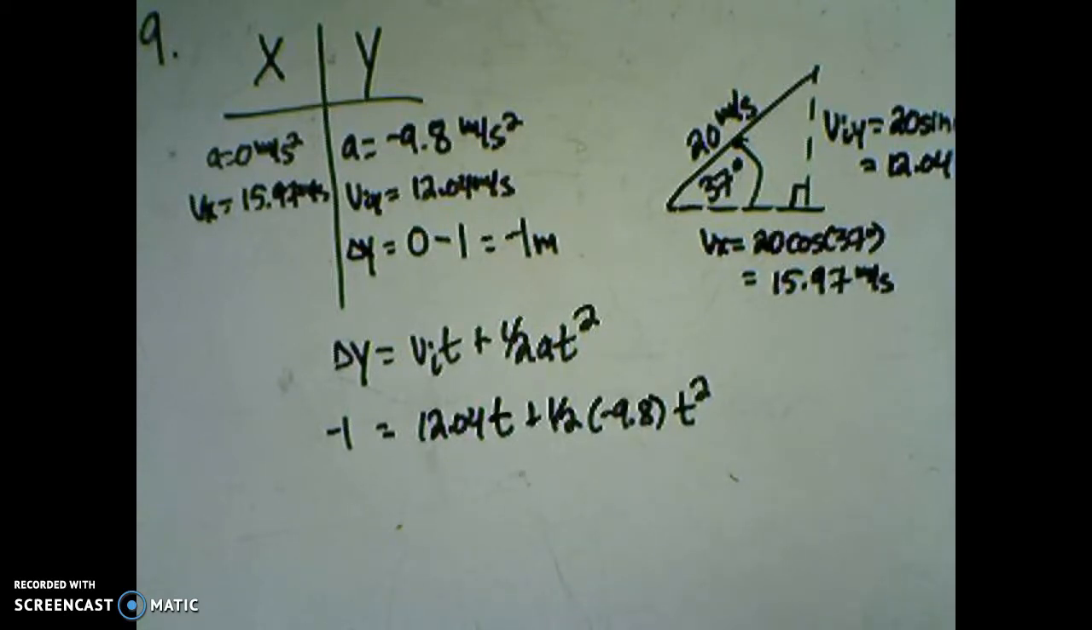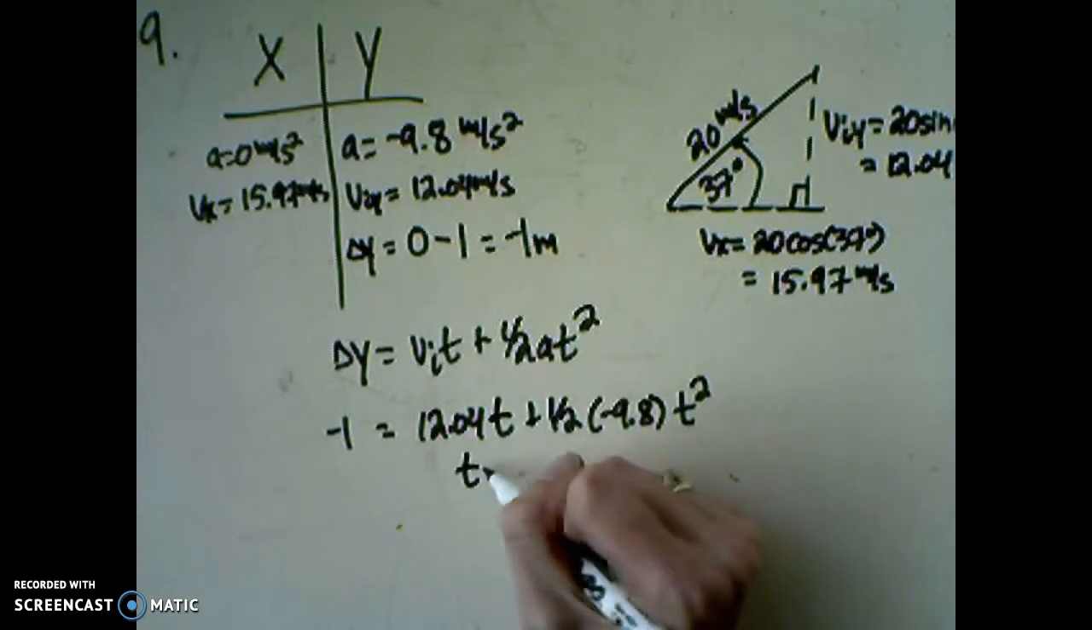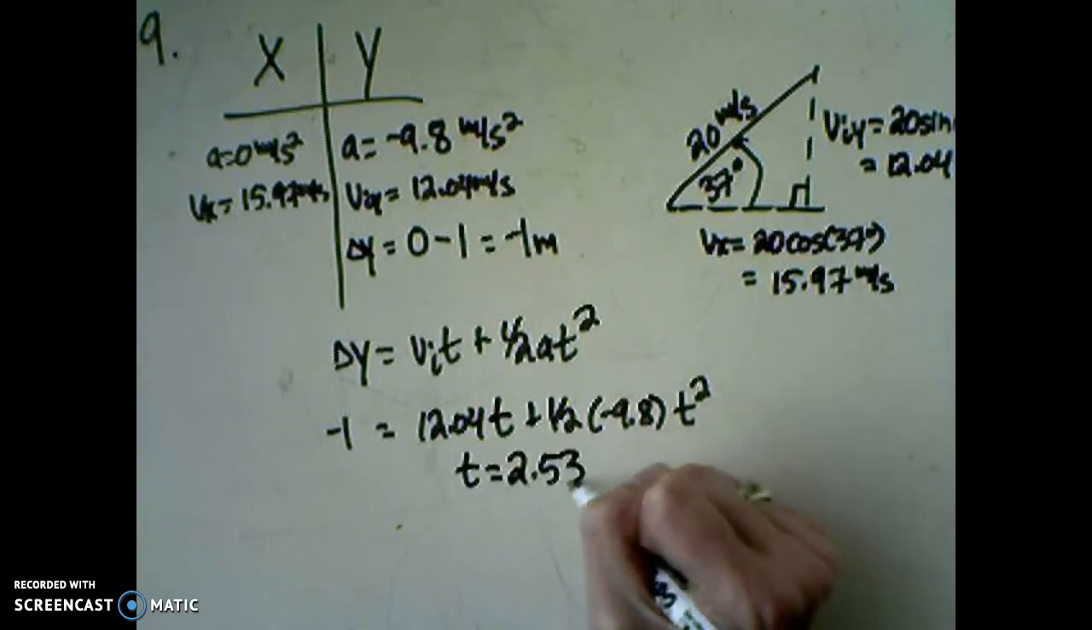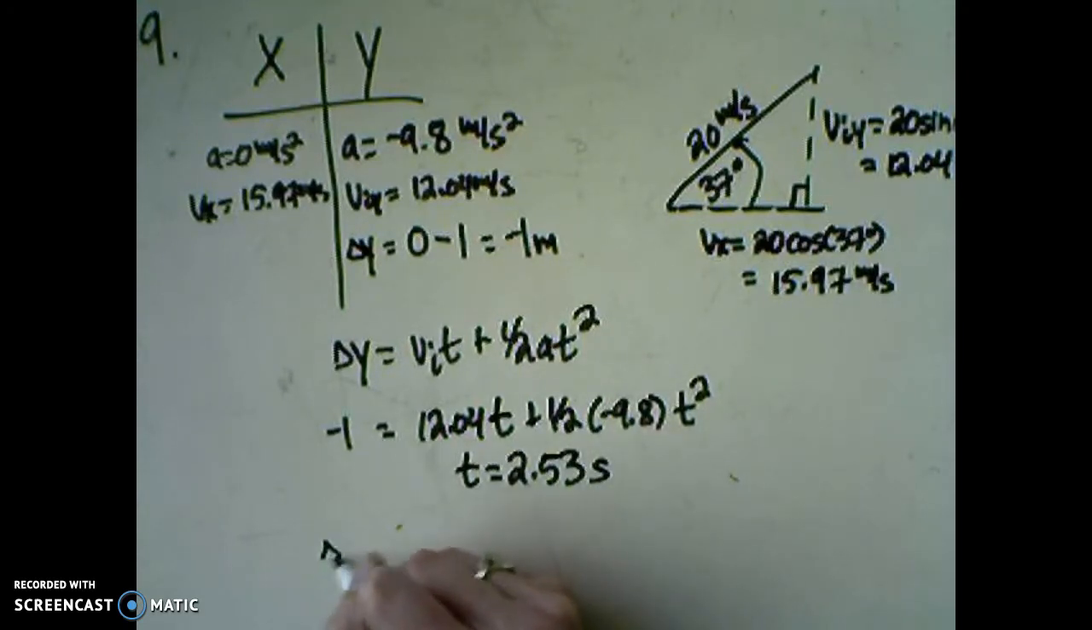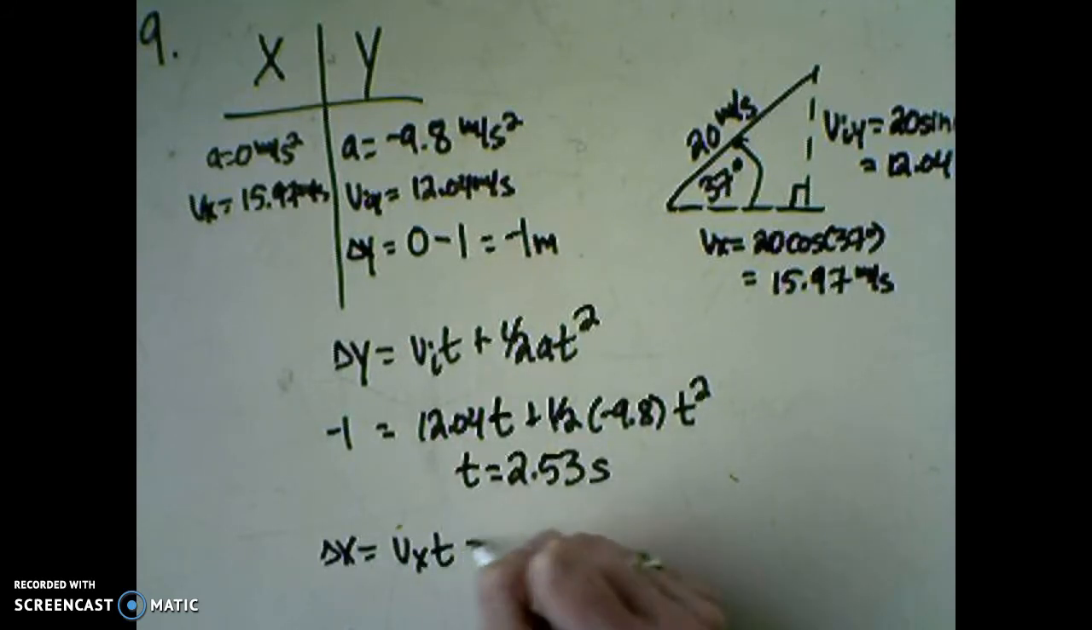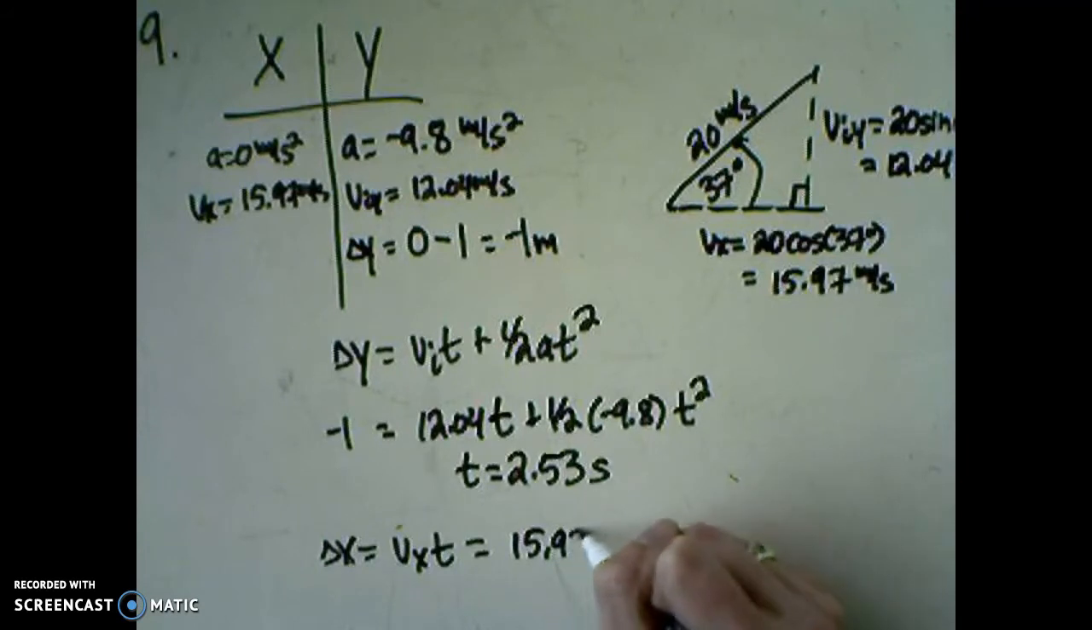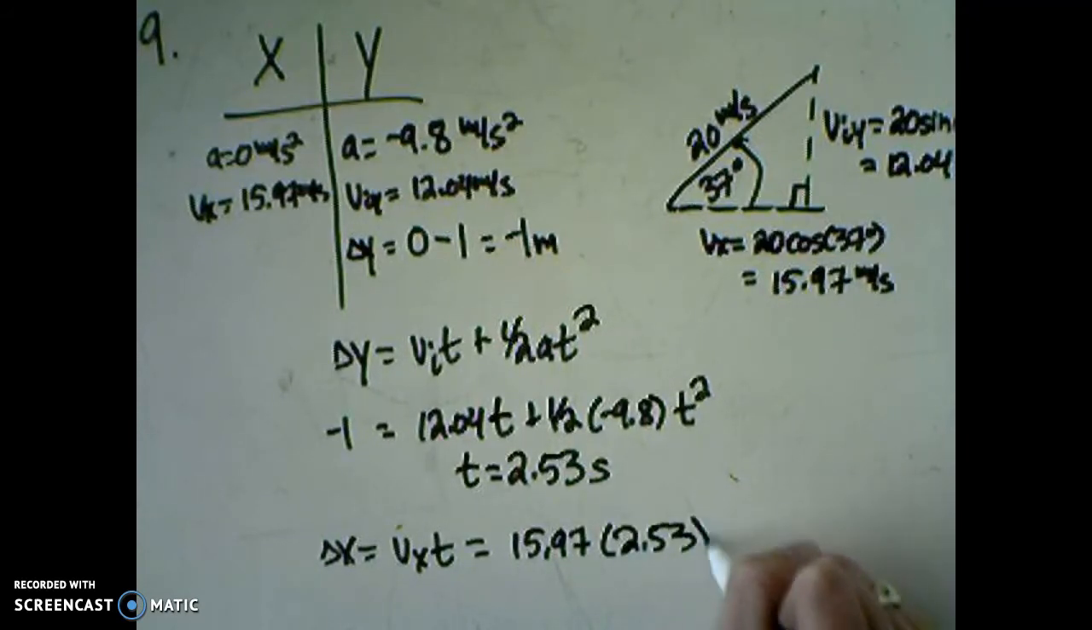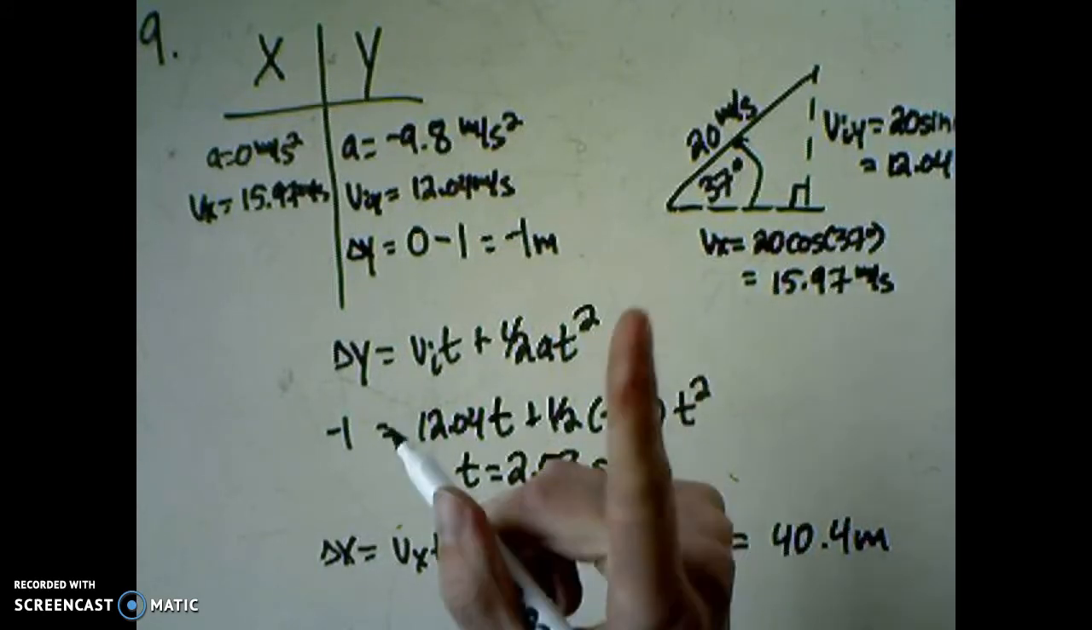Graphing it, you don't necessarily have to do that depending on how you graph it, but just be very careful of this negative 1. You'll get a slightly different answer if you have 0, and that answer is not as right. So be careful of that negative 1. Regardless, when I solve this, I get a time of 2.53 seconds. And to figure out how far, I'm going to plug into delta x equals vx times t, or 15.97 times 2.53, which gives me rounded 40.4 meters. And now I just have one more problem left to do.